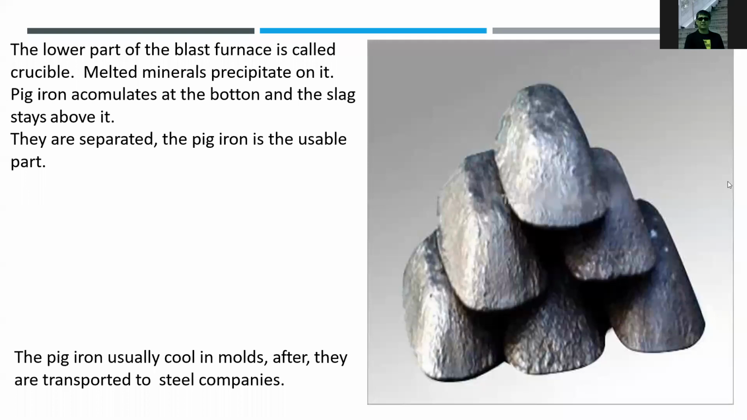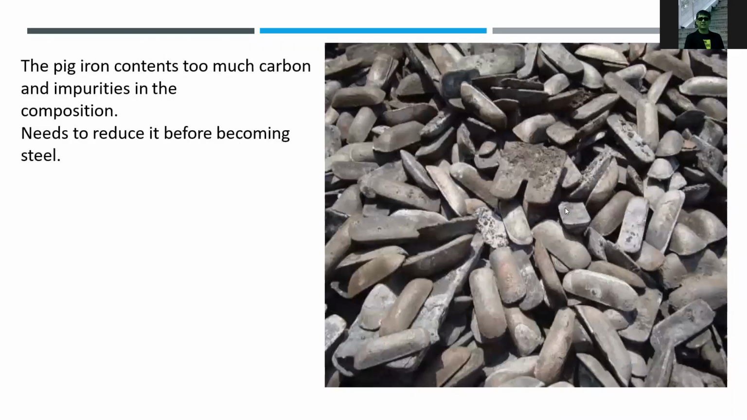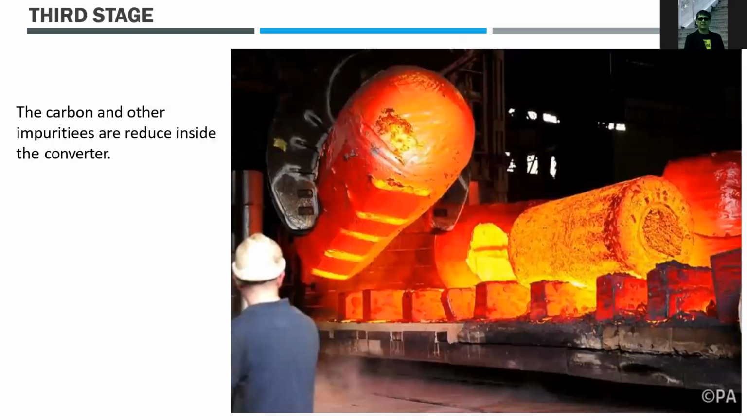The pig iron usually cools in a mold, so it is shaped like that, and they are transported to steel companies. The pig iron contains too much carbon and impurities in the composition. They need to reduce the carbon before it becomes steel. The third stage is when the carbon is reduced inside a converter.